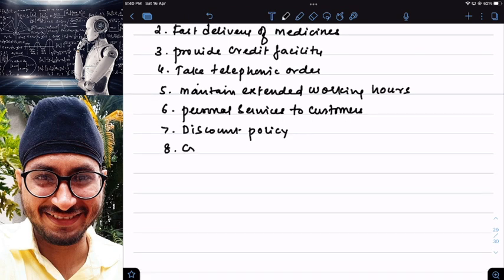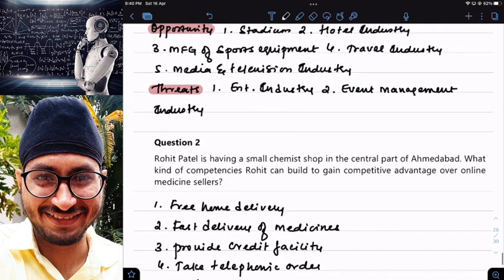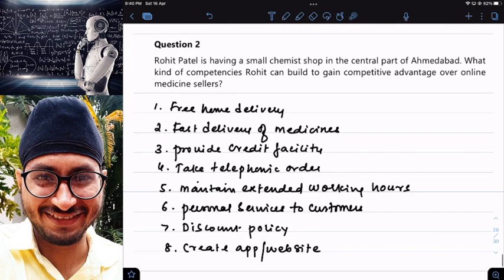Then, just like the online people, in case I become popular, I can create an app or a website. Clear? If people are not comfortable giving telephonic orders, or if a call is not getting connected, at least the option of app or website orders will be there. So this is what I can also do. Clear? These are examples of what, sir? Core competency Rohit Patel can develop in order to fight with whom, sir? Big online medicine sellers.